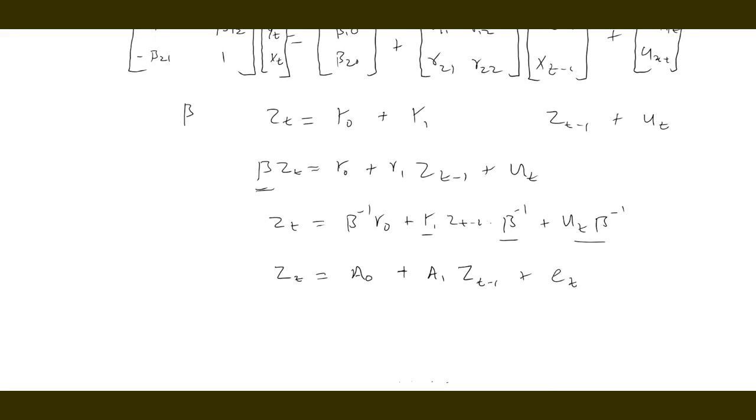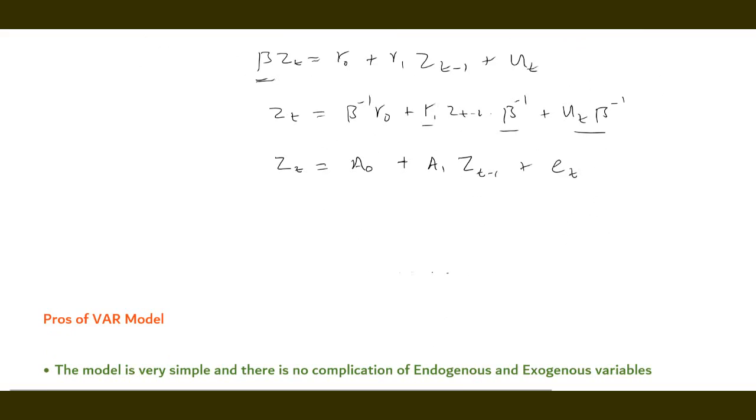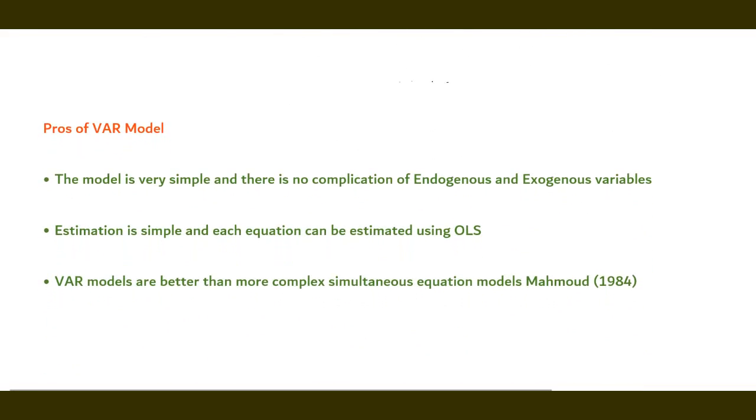Before ending this lecture, let us discuss some of the advantages and disadvantages of vector autoregressive models. We have three advantages for this vector autoregressive model. The first one is that the model is very simple, and there is no complication of endogenous and exogenous variables. We don't have to worry about whether a variable is dependent or independent, because it treats all variables equally. And the second advantage of this model is that the estimation is simple.